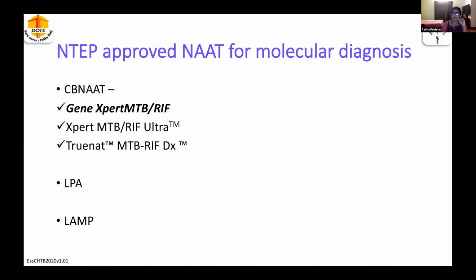That is available in Trivandrum Medical College, in our microbiology lab, in the TB Center and all. And line probe assay we are using mainly for drug resistant tuberculosis. And LAMP also is approved, but there are certain problems regarding the identification of rifampicin resistance and all. So you should just understand about CBNAT, which is the one we are using.